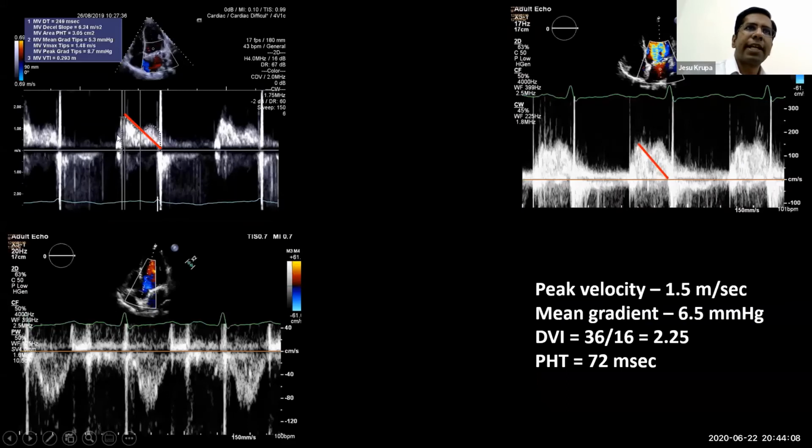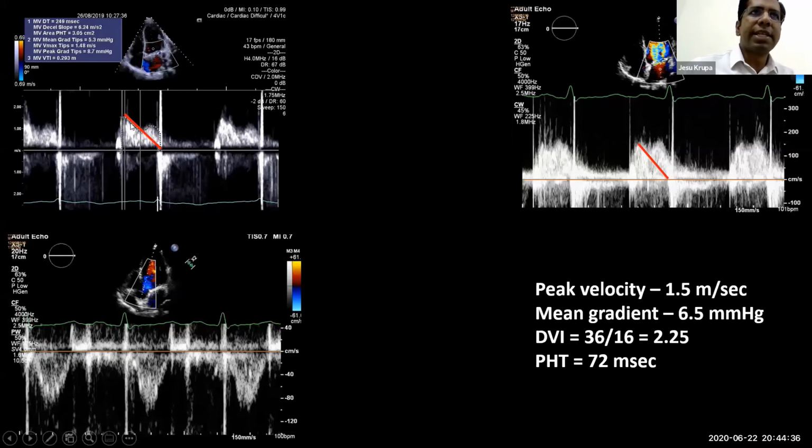These are the gradients. So the gradients are shown here. You have a DVI of 2.2. The peak velocity is also slightly on the higher side. Mean gradient is 6.5. Pressure half time is 72 milliseconds. So these are the values for this given patient.